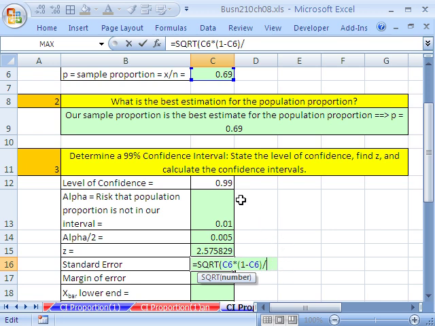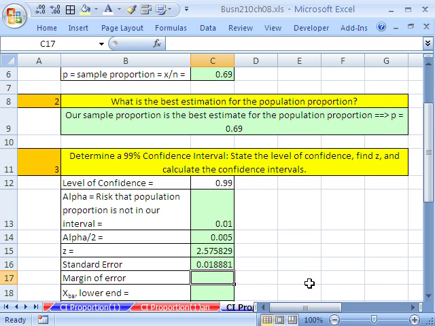Now, as we've said a few times here, n is right there. The order of operation does this perfectly without putting parentheses around this whole thing like you'd have to do if you were doing it by hand. All right, so there we go. Our standard error is going to be 0.01.